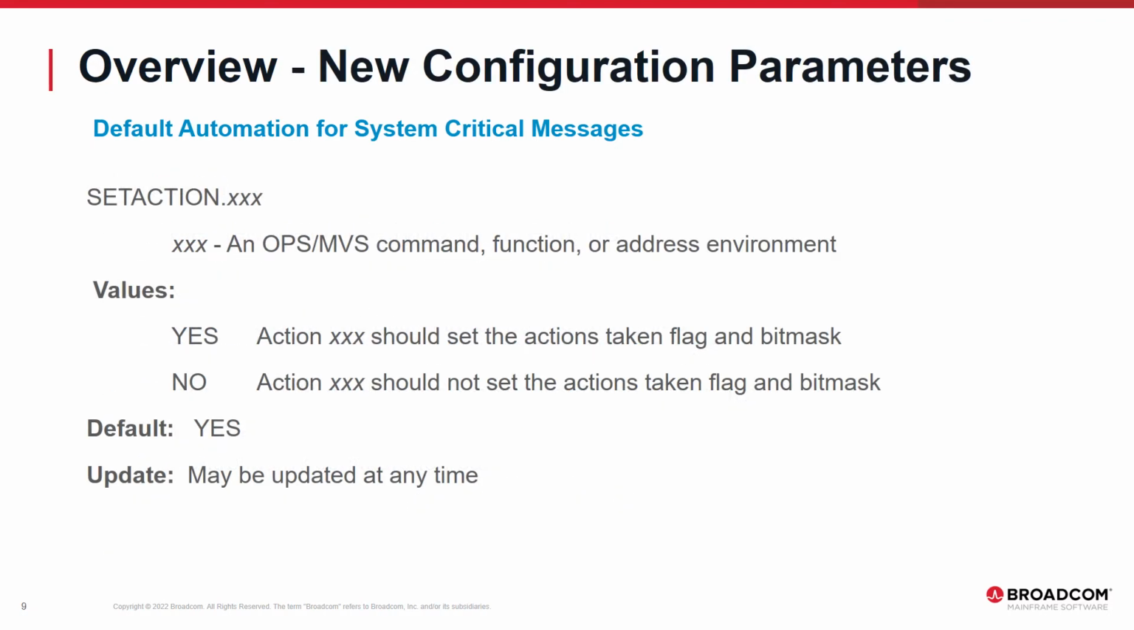Associated with the 26 enhanced commands and functions, there are 26 new configuration parameters that indicate that the command should register an action was taken for this event. They all start with SETACTION.someName, where the someName is the OPS command or an address environment or a function. Specifying yes means that whenever the command or function is invoked in a rule, the action taken flag is set and the appropriate bit in the action list will be set.